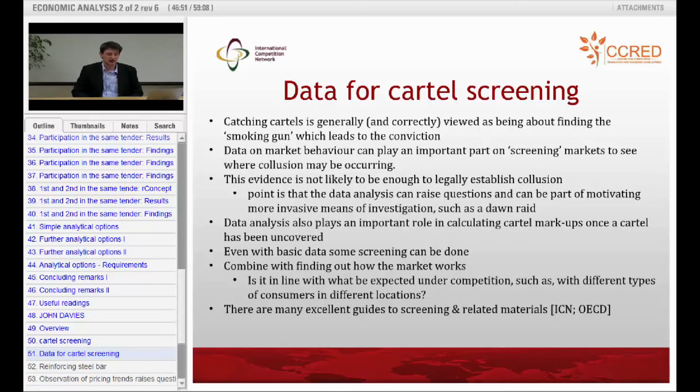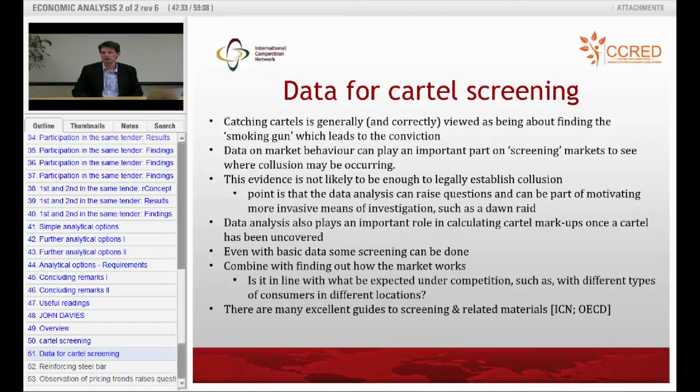But I'm going to highlight where data on market behavior can play an important part in that screening process, and I'm just going to provide some examples where even relatively basic data that you may not think is going to be helpful actually might provide important pointers. This is not data that's necessarily going to therefore secure a conviction, but it's going to raise questions, and it also may be an important part of motivating for more invasive means of investigation, such as a dawn raid being used. It's also something that may be used in terms of establishing how harmful a cartel was in terms of cartel markups once the cartel has been uncovered. So even with basic data, some screening can be done, and there can be important insights.